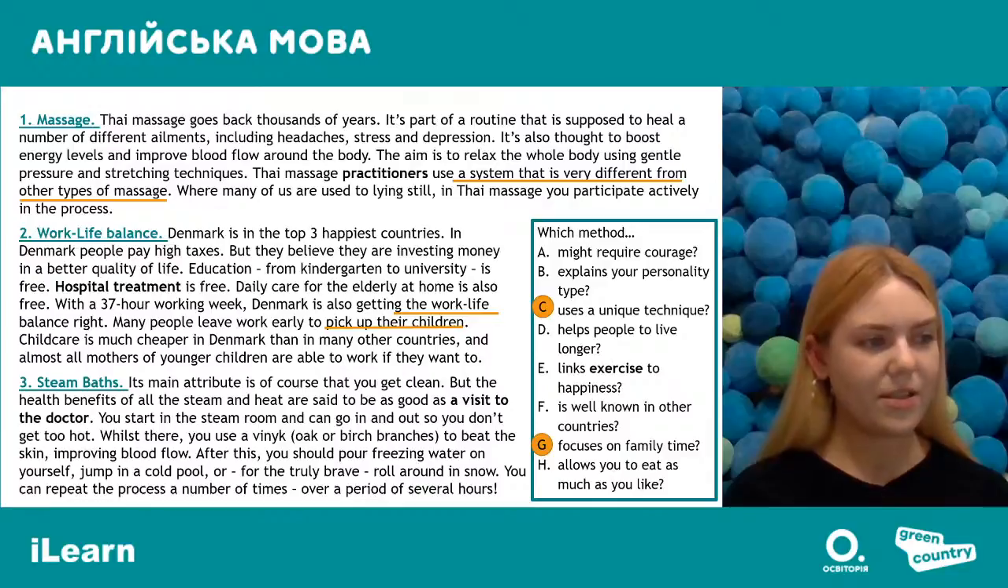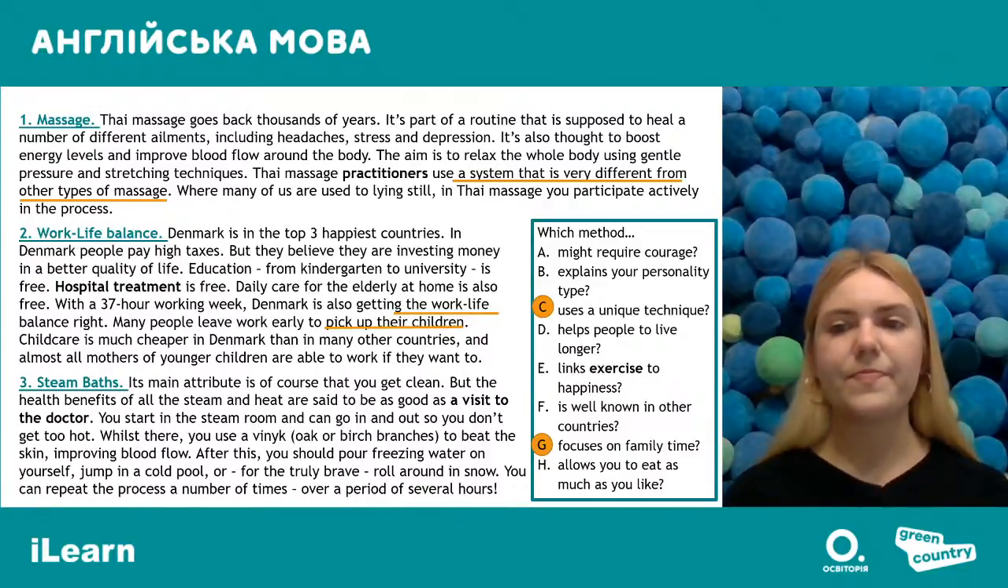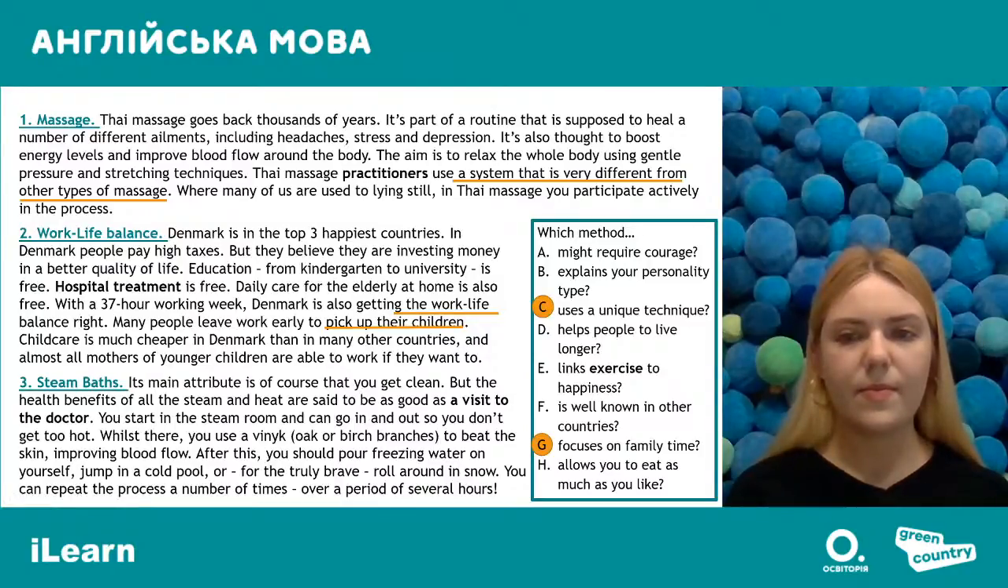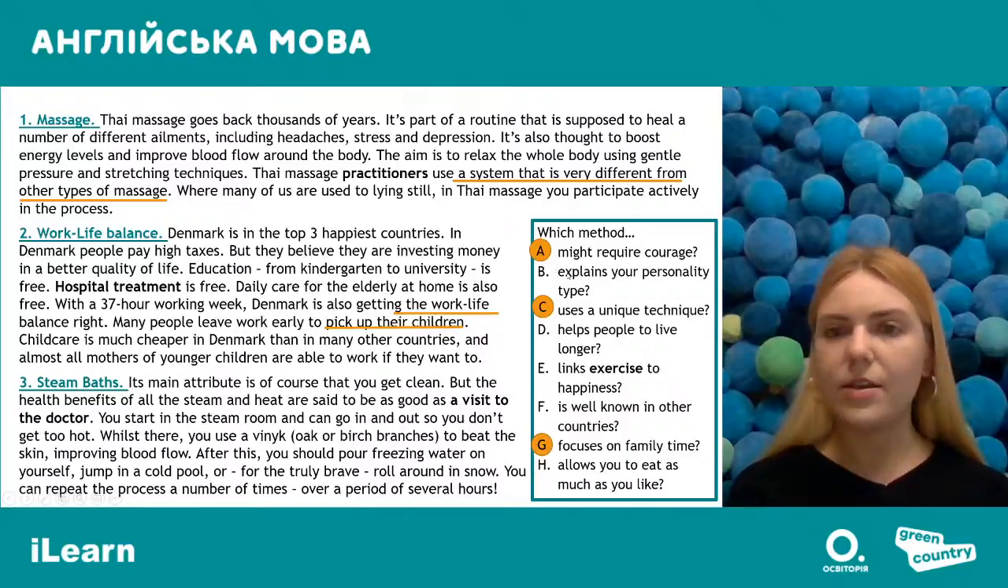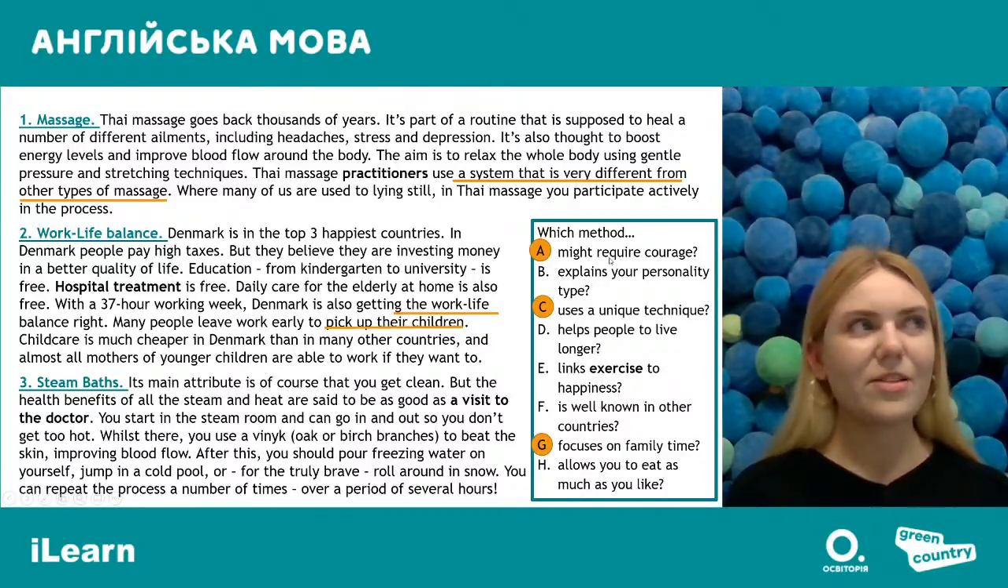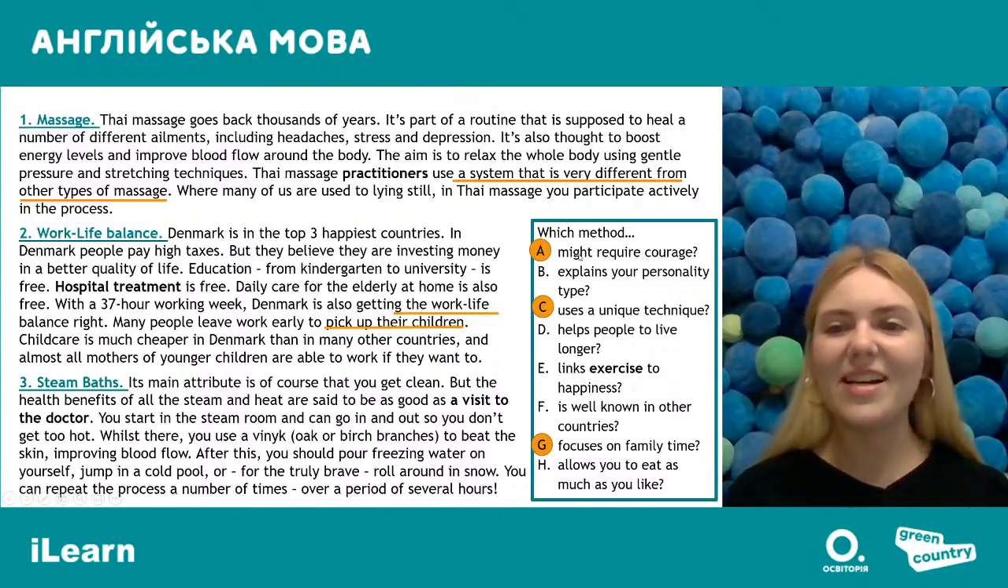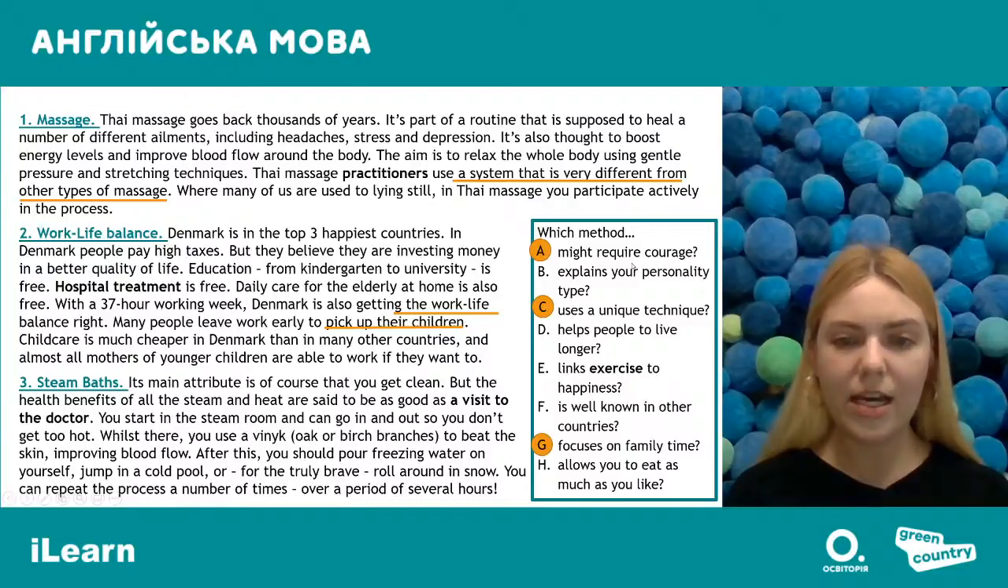So we've got two answers, A and D. And the correct answer is A here. So it might require courage. So again, some difficult words in the answer itself. Require means потребувати, courage is like when you are brave. So that is courage. Сміливість.